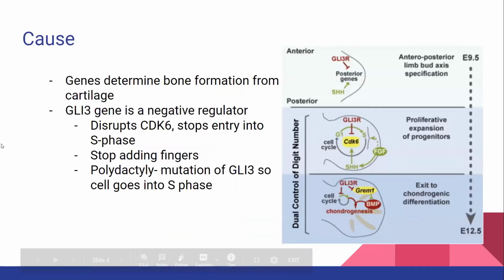Next, I'm going to talk about the causes of polydactyly. One of the main causes is the GLI3 gene, which basically stops the cell from going into S phase, where it makes more DNA and really starts deciding that it's going to eventually divide, go into mitosis, all of that. So what GLI3 does is it stops the CDK, that cyclin-dependent kinase, from being the cell signal to make the cell get ready to go into S phase. With people that have polydactyly, there's a mutation of the GLI3 gene, and so the cell will go into S phase even when there are already enough fingers.